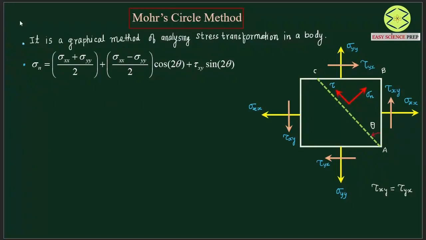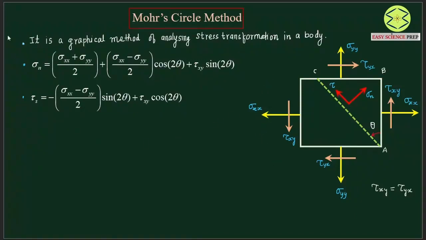Also, we have the expression for the shear stress acting on the inclined plane, tau, which is minus (sigma xx minus sigma yy) by 2 sin 2 theta plus tau xy cos 2 theta. This derivation we have already done, so kindly go through the previous videos where we have discussed in detail the derivation of these two expressions. Now this is all about the analytical method of stress transformation. This stress transformation we can also perform by using the graphical technique called the Mohr circle method.